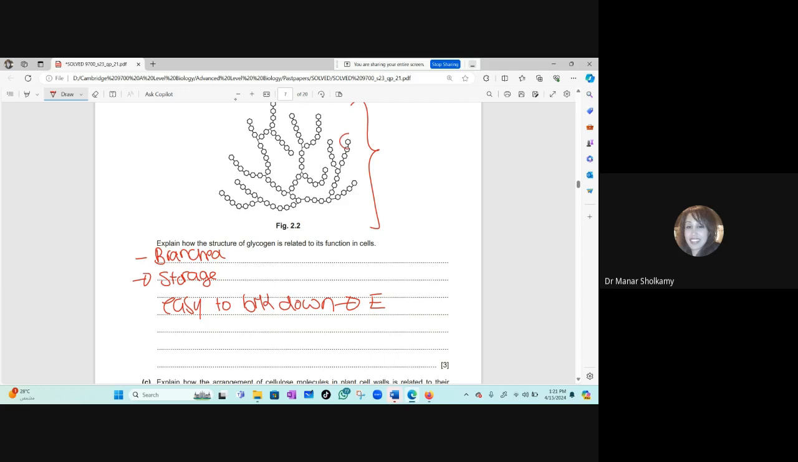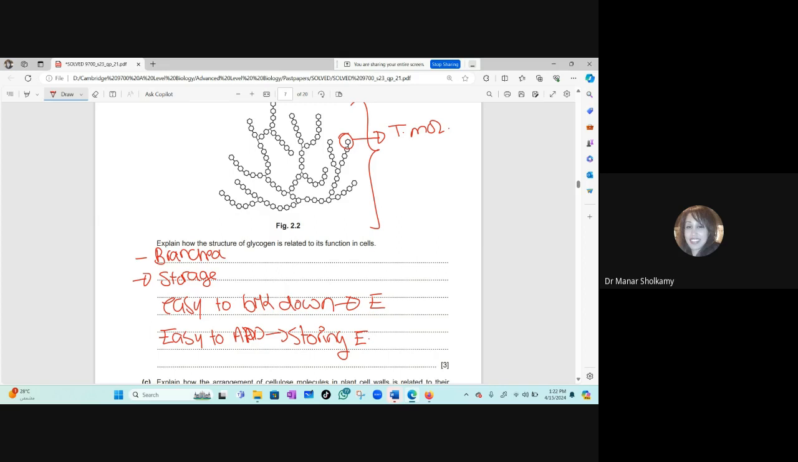And these are the terminal molecules. Remember the molecules that are found at the end. I remember the day when we were explaining this in class. These are the terminal molecules that are easy to break off to release energy and easy also to add on. And when I add on monomers, I'm going to be storing energy. Okay, it's incomplete, Mariam.